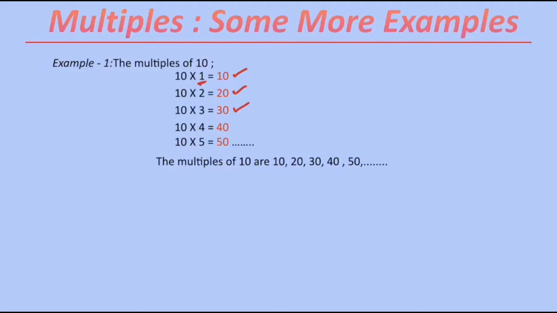10 into 4 gives 40. 10 into 5 gives 50. Similarly, you can write for 10 into 6 is equal to 60, 10 into 7 is equal to 70 and so on. As we discussed earlier, the multiples are endless. You will keep on getting the multiples. Here multiples of 10 are 10, 20, 30, 40, 50, 60, 70, 80 and so on.